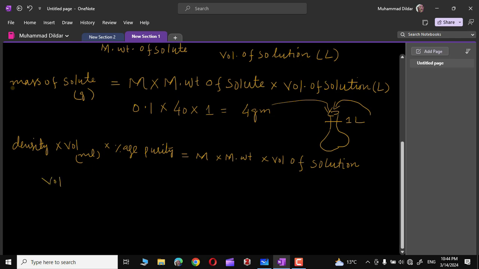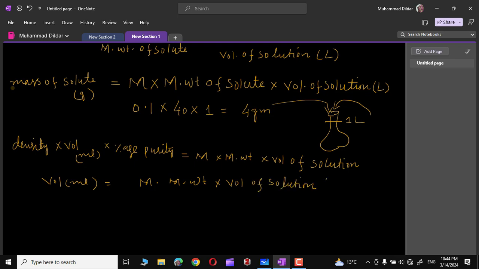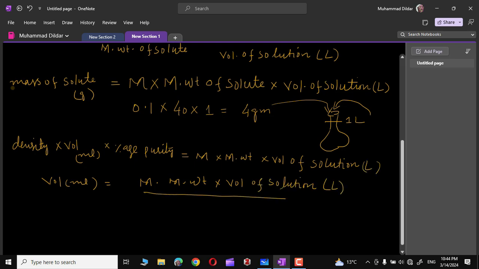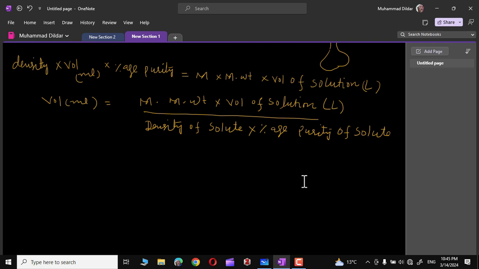We can write volume in ml is equal to molarity, molecular weight, into volume of solution in liter or dm cube, and divide it by density of the solute into percentage purity of the solute. Now in case of H2SO4 it is normally 96%. You must check the bottle in your lab to make sure that it is 96%. It might be 80% or 86% as well. So whatever percentage is written on the label, put it right over here into this equation.